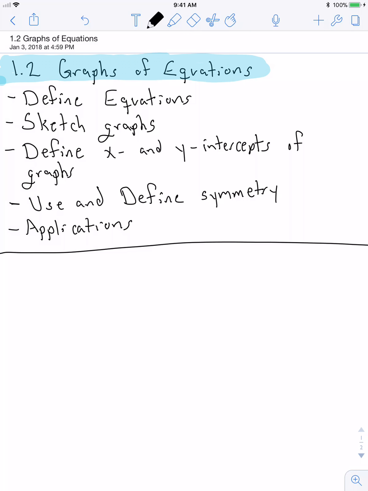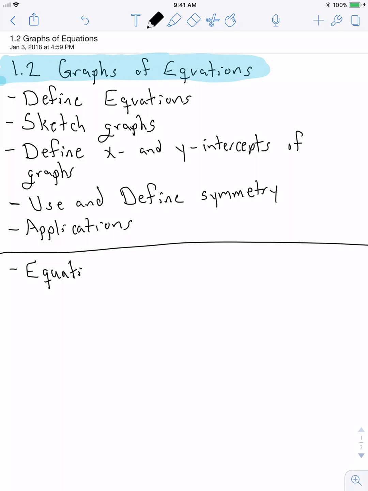Section 1.2, Graphs of Equations. In this section, we will define what an equation is. We will use these to sketch graphs, and then we'll look at various properties of graphs, such as the x and y intercepts, and we'll see what it means for a graph to have symmetry, and then we'll look at an application to finish it off. So let's begin by defining equations.